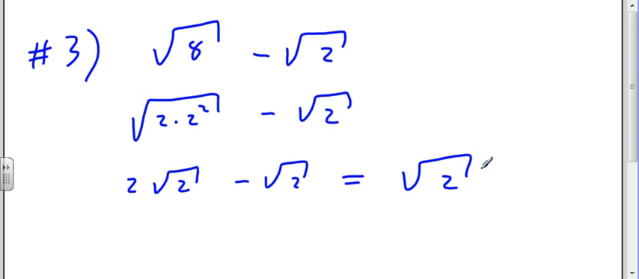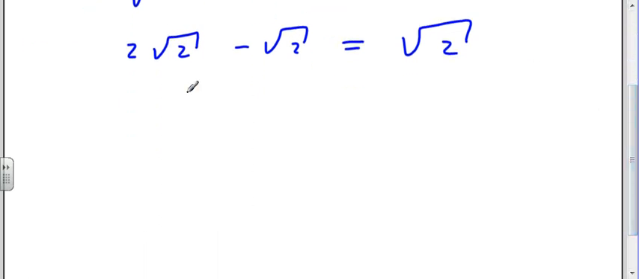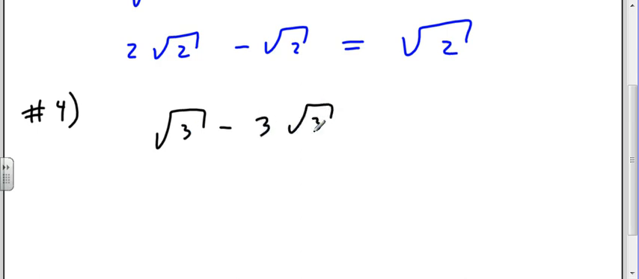All right, now let's see. That guy's about the same. Yeah, we'll do 4. So until they throw in a variable, your calculator is going to do it for you anyway. Square root of 3 minus 3 the square root of 3 is minus 2 the square root of 3. All right, well, that seems okay.